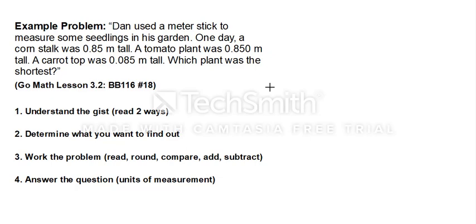The second time I read it, I want to understand the numbers and what they mean exactly. Dan used the meter stick to measure some seedlings in his garden. One day a corn stalk was 8,500 meters tall. So I know the corn stalk and I know how tall it is. A tomato plant was 850,000 meters tall. So I know how tall the tomato plant is.